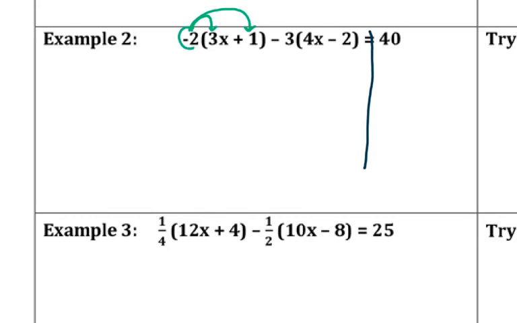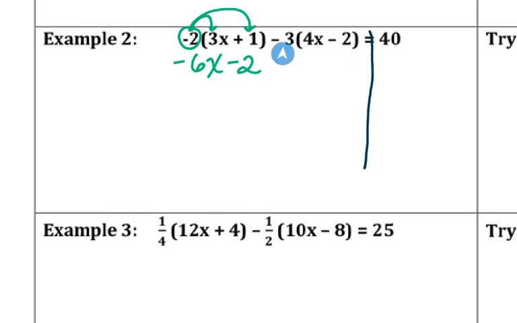That negative 2 is going to distribute. So negative 2 times 3x is negative 6x. Negative 2 times a positive 1 is a minus 2. So we do the same thing. We have parentheses over here as well.